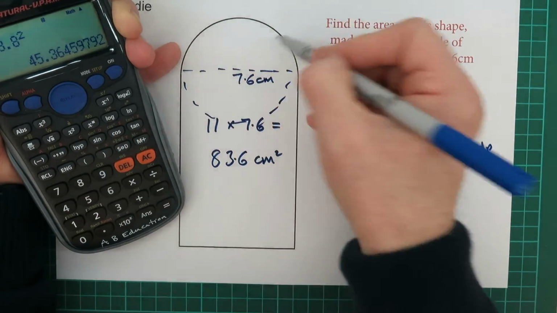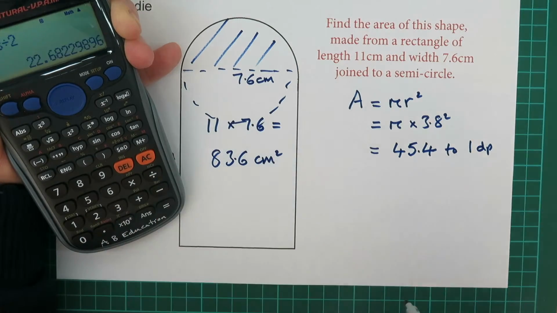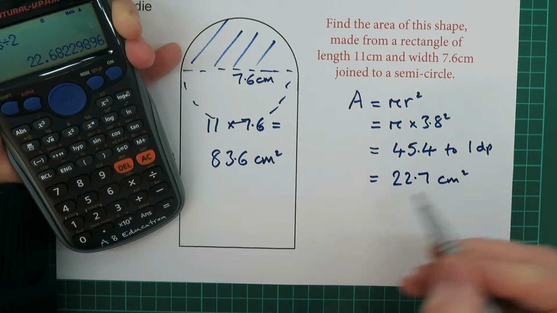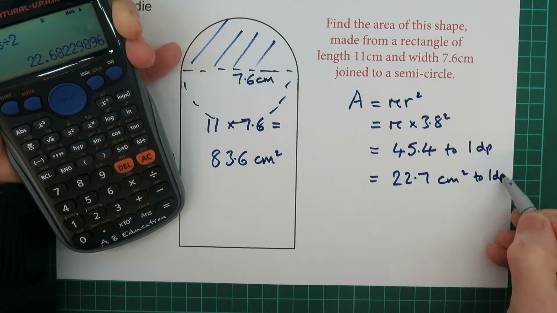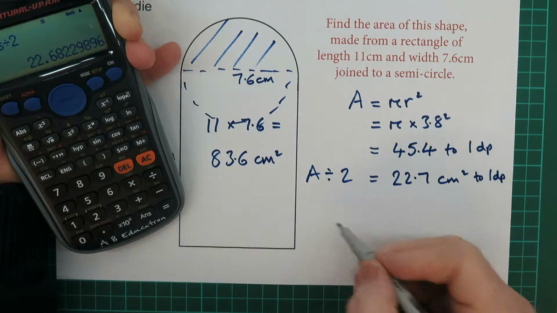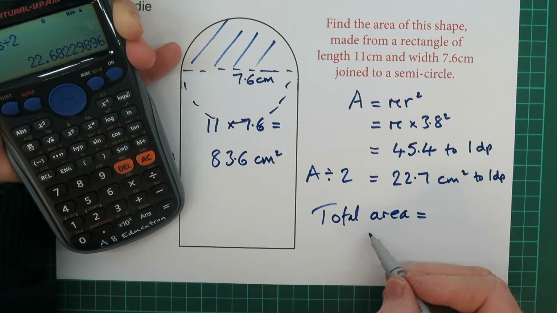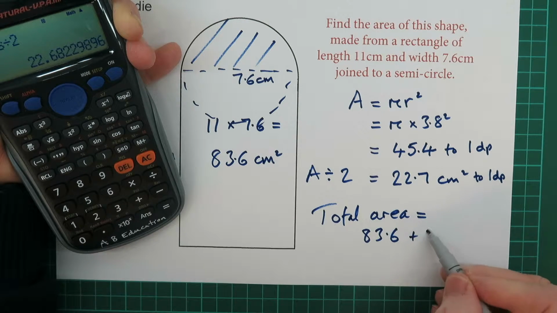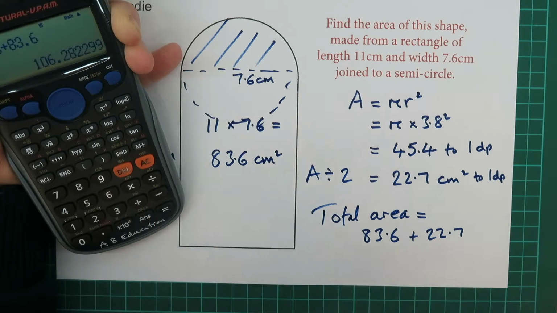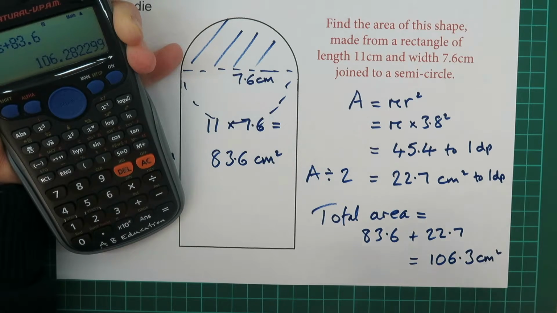Now I'm going to leave that on the screen because actually we only want half of that area. We don't want the whole circle, we just want this semicircle here. So divide by 2, and that gives us 22.7 square centimeters to one decimal place. So that is the area of the whole circle divided by 2. So the total area equals 83.6 plus 22.7. So we'll just add the 83.6 to this one, which gives us 106.3 square centimeters to one decimal place.